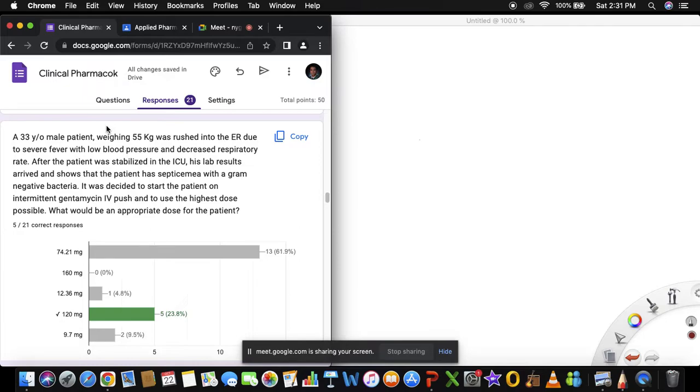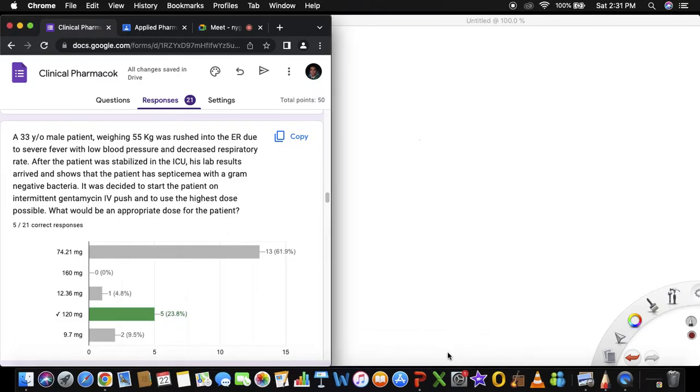IV push. Now, another thing, class, that I want to point out here nga pala is that with gentamicin, we don't really give it as IV push intermittently. Normally, class, we give it as IV infusions, intermittent IV infusions. Pero sabi ko, gusto ko lang magbigay ng example dito. So, kunwari lang, binigay natin siyang IV push. Pero again, class, in reality, especially in a clinical setup, we don't usually give gentamicin as IV push. We give it mostly as intermittent IV infusions.